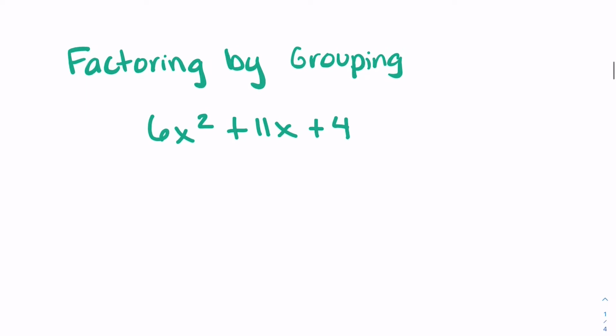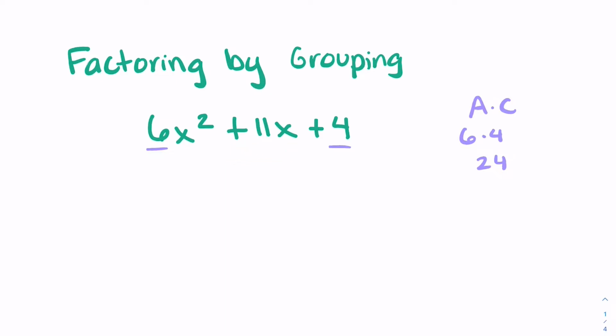So let me explain. The first thing we're going to do is take our 6 and our 4 and multiply them together. It's called multiplying a times c. So 6 times 4 is 24. So what numbers of 24 add up to 11? Because what we could do is break 11 into 1 and 10, 2 and 9, 3 and 8 in terms of addition, right?